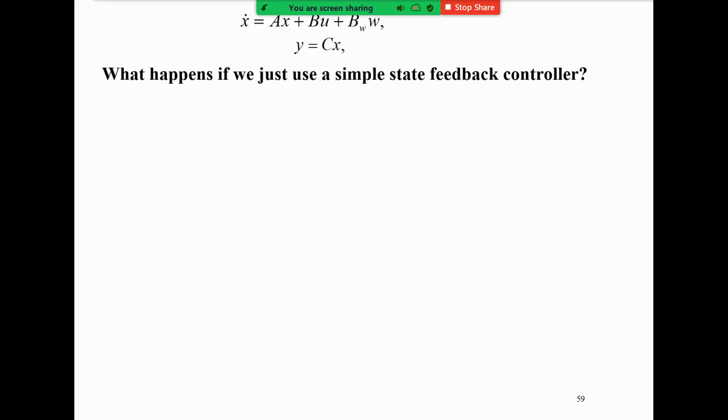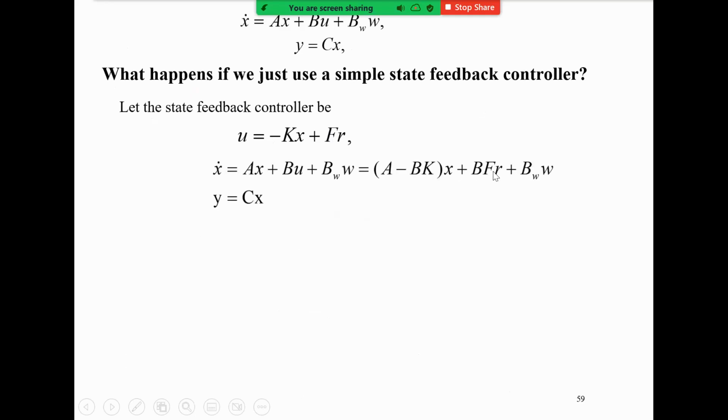First of all, let's see what would happen if we just use a simple state feedback controller. This is what we have learned in the past. The state feedback controller, in general, it will be in this form. Let's plug it in. Plug this controller into the system. We have this closed loop.